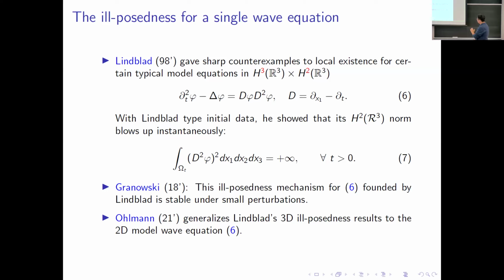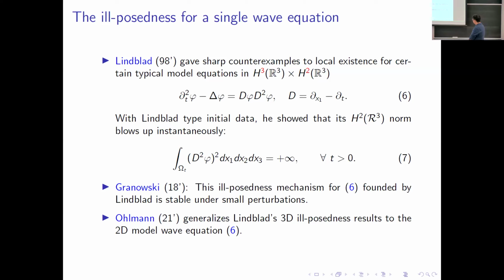This is because for this equation there is a somewhat more precise formula for the solution, and you can do things very explicitly. For this quasilinear wave equation, he showed that there is H^3 ill-posedness, and in particular, when there is ill-posedness, the H^2 norm of the solution actually blows up instantaneously.